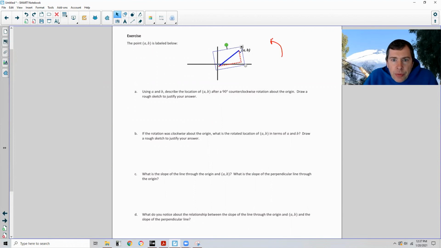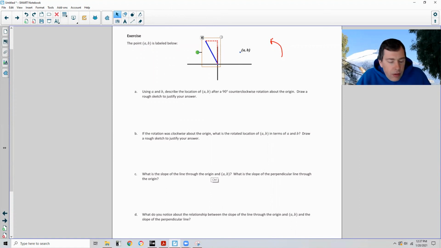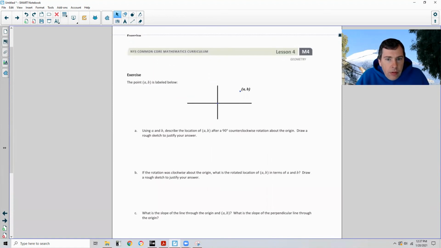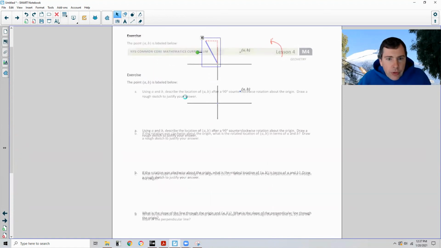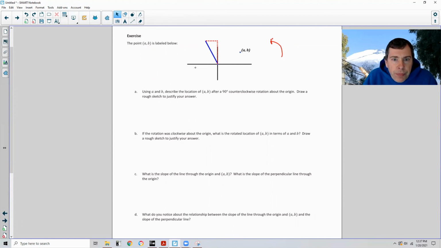Okay, so then if I rotate these 90 degrees counterclockwise, it's going to look like this, but it's rotated about the origin, which means it's going to put this right here, like so. Oops, Control Z.